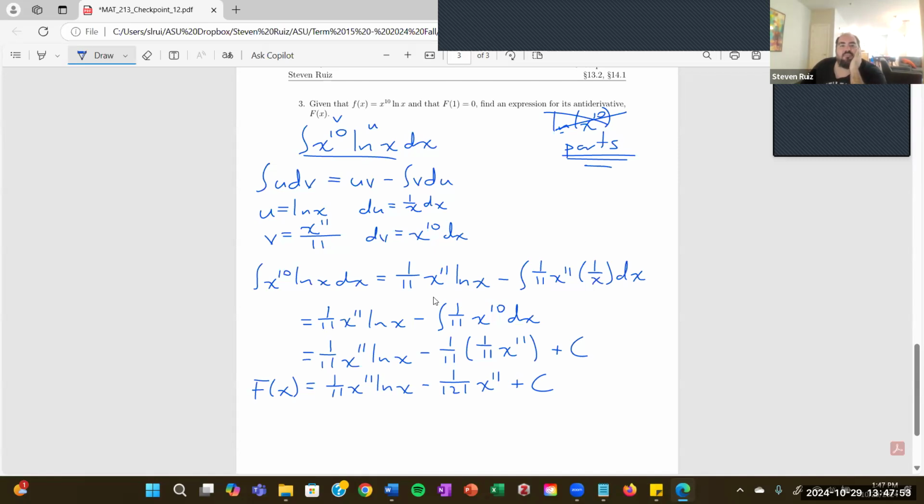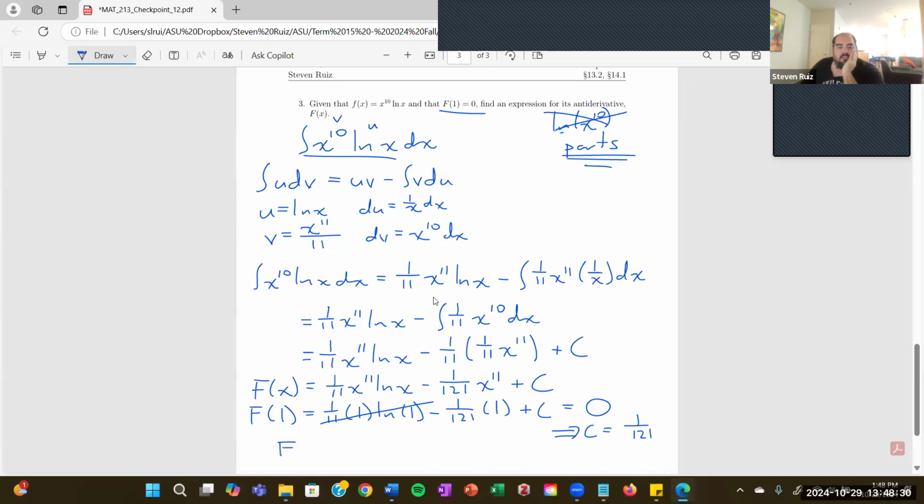So what information do we have? We know that capital F of 1 equals 0. So let's plug that in and see what we can figure out. So if we plug in 1 for x, we get 1/11 times 1 times the natural log of 1 minus 1 over 121 times 1 plus c, that all equals 0. So this whole term goes to 0 because the natural log of 1 is 0, which means that c is equal to positive 1 over 121.